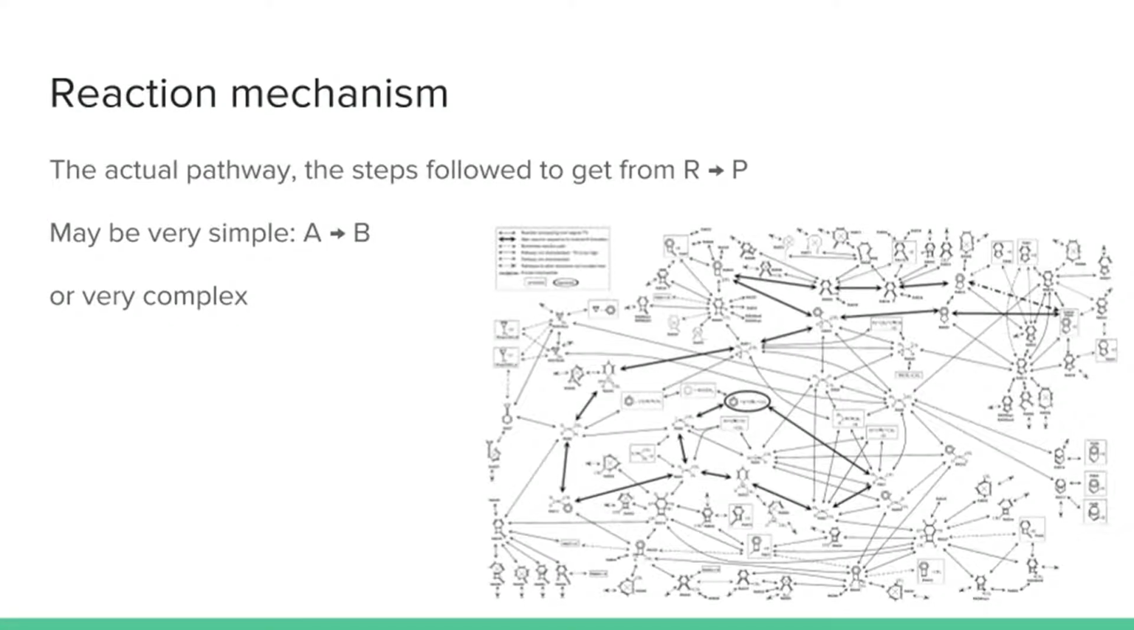All right, reaction mechanisms. The reaction mechanism is the actual pathway that reactants follow to get from reactants to products. A reaction mechanism can be very, very simple, just A to B, or it can be very complex. This over here at the right is the proposed reaction mechanism that takes place when acetylene is combusted.